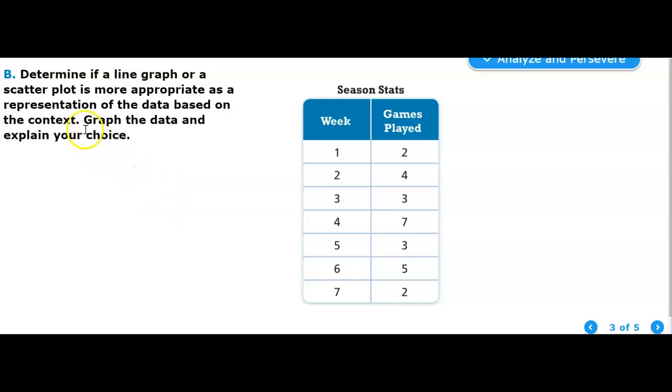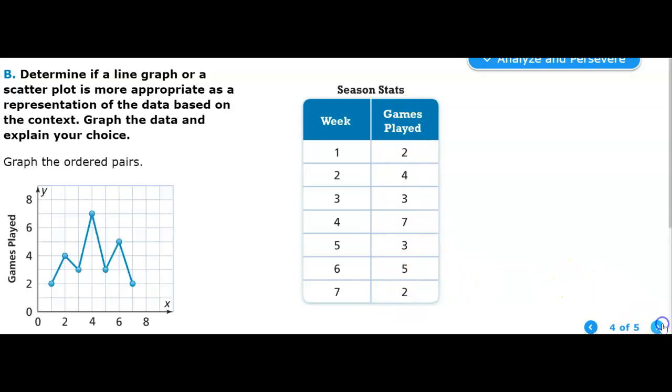Now we have another set of data. Determine if a line graph or a scatter plot is more appropriate as a representation of the data based on the context. Graph the data and explain your choice. So again, it's written in 2 columns. The first column is the weeks and the second is the games played. The first column represents your X values. The games played would represent your Y values.